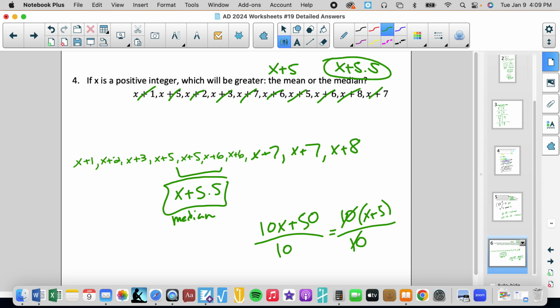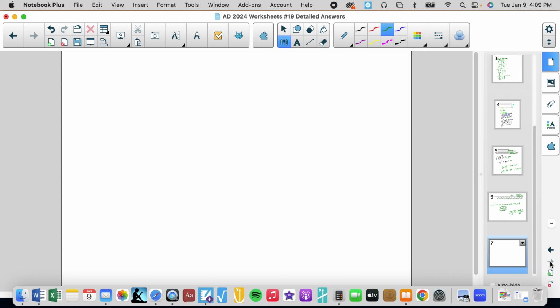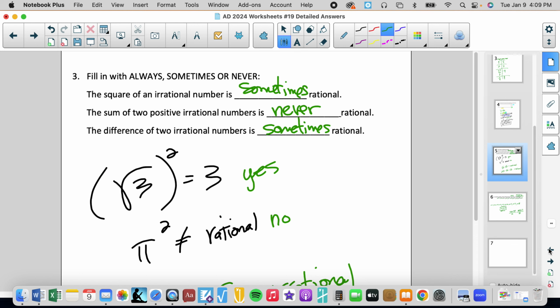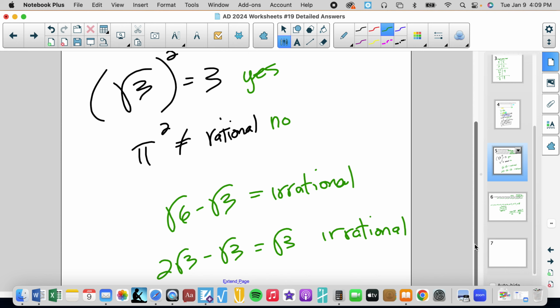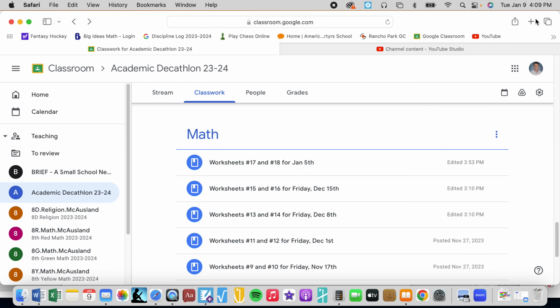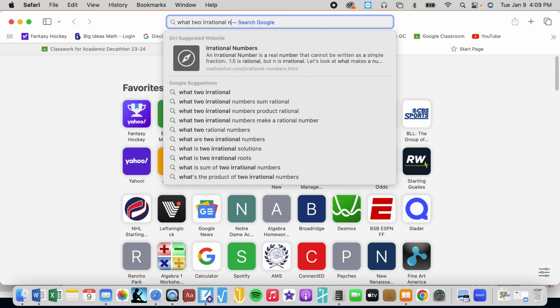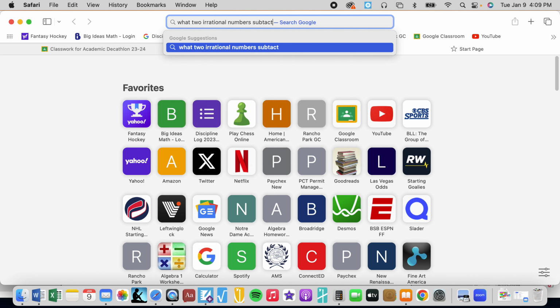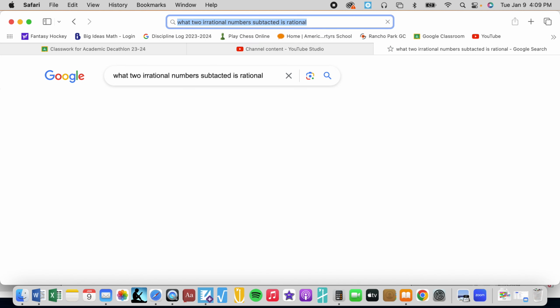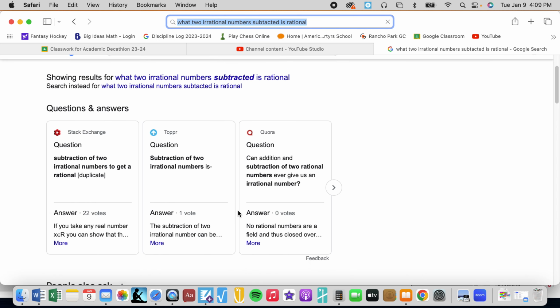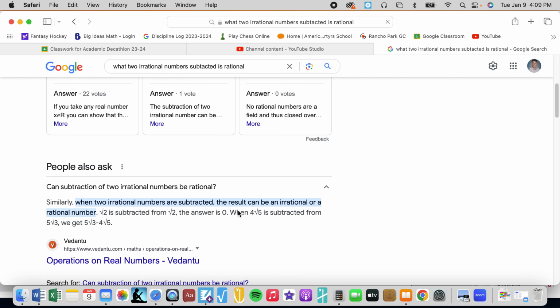Oh, I like that. That's a good question. That's kind of cool. I wish I could think of an example for the subtraction of two irrational numbers. What is that one example where the answer is rational? I can show where it's not. So let's look up on the internet: what two irrational numbers subtracted is rational? Can you subtract two irrationals and get a rational?